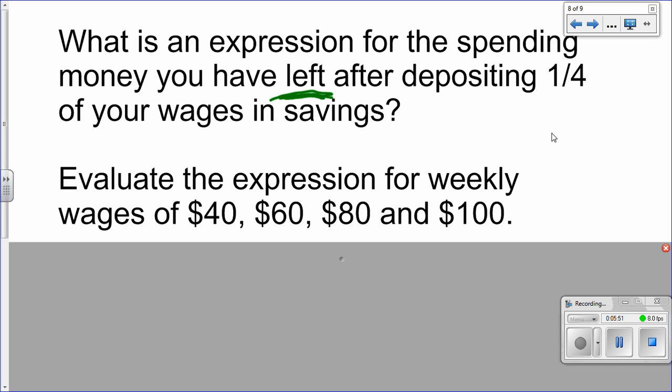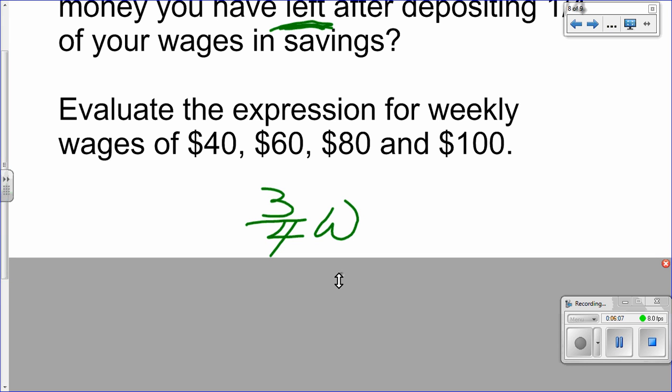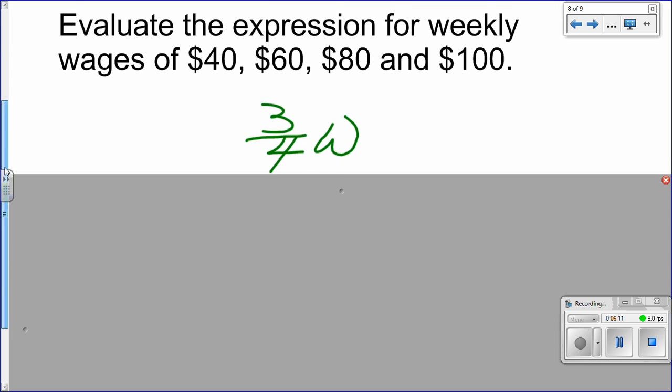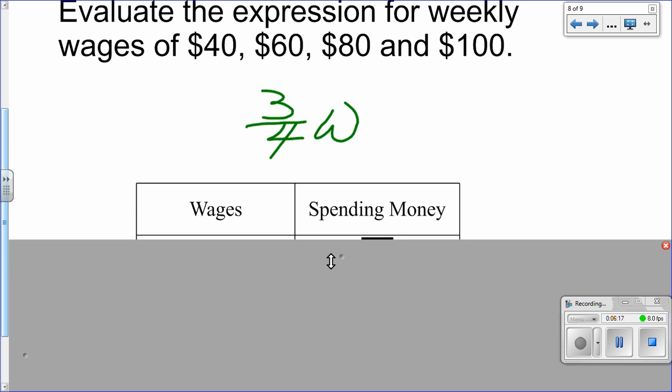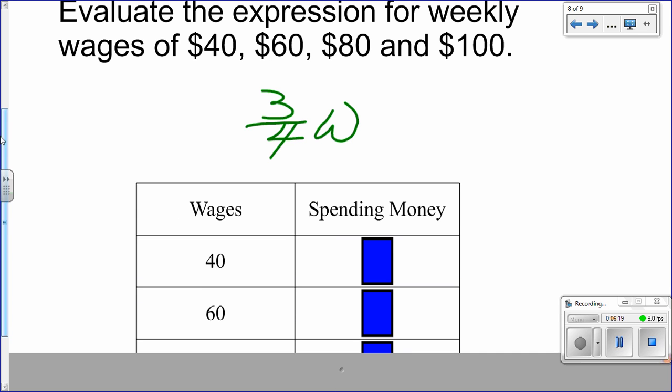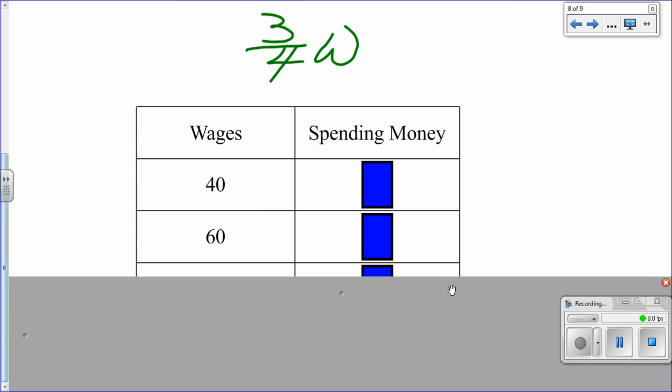What is an expression for spending money you have left after depositing 1/4 of your wages in savings? Evaluate the expression for weekly wages of $40, $60, $80, and $100. The key words there are left after depositing 1/4 of your wages, which means you will have 3/4 of your wages left. Okay, now we need to evaluate this expression for $40, $60, $80, and $100.